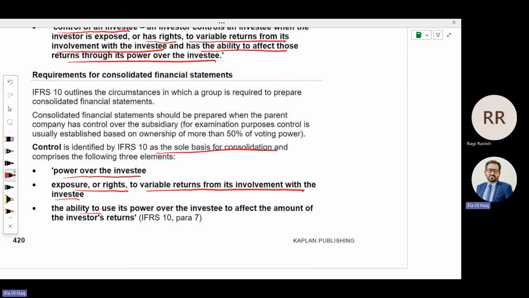The ability to use its power over the investee to affect the amount of the investee's return. Meaning you will be involved in decision making. Through that, you can change the return. You can provide some resources if they are lacking so that they can generate more profit. Meaning you have the ability and power to influence the return. Obviously, you will influence the return to increase rather than decrease.